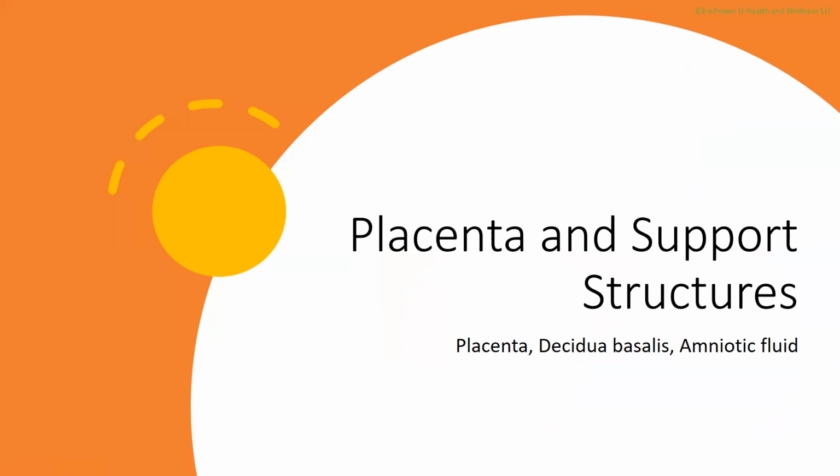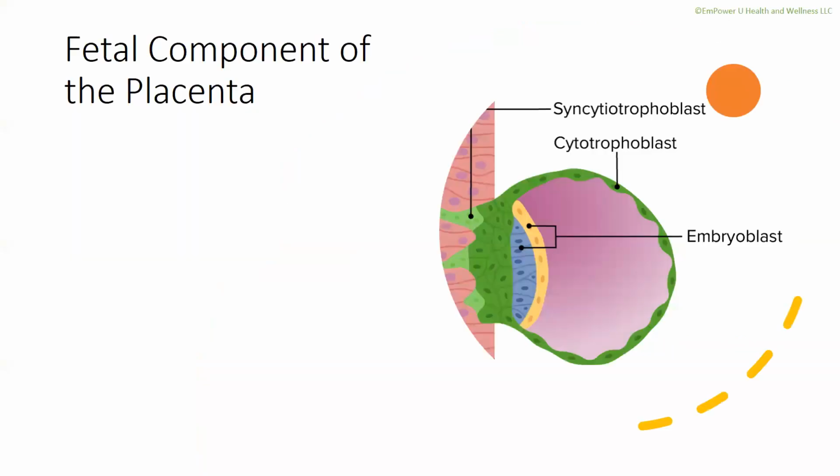These are some support structures that are important to know when it comes to our embryogenesis. So this is a break from our 8 weeks of development. We're going to come back to it in a moment, but I wanted to talk about a few support structures that you should have definitions of. So the placenta and support structures. This is the placenta, the decidua basalis, and amniotic fluid. So there's 2 fetal components of the placenta.